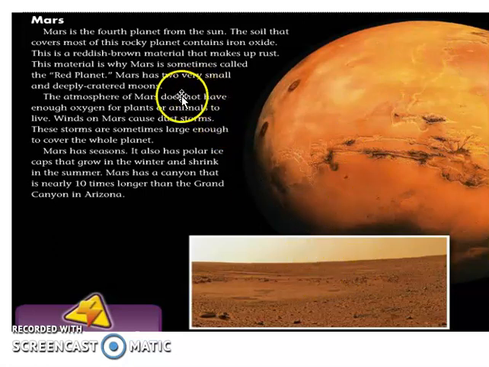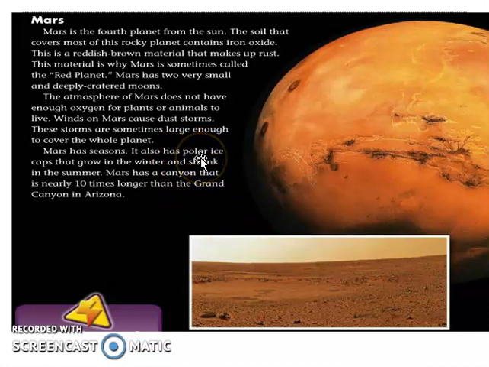Mars has two very small and deeply cratered moons. So Mars has two moons, Earth has one, right? The atmosphere of Mars does not have enough oxygen for plants and animals to live. Winds on Mars cause dust storms. So, like Saudi Arabia, we have a lot of dust and sandstorms here.